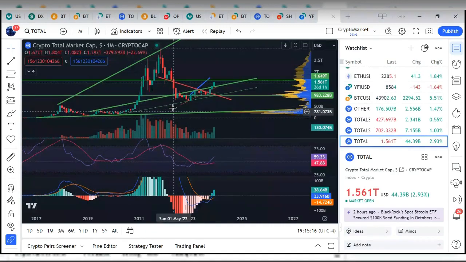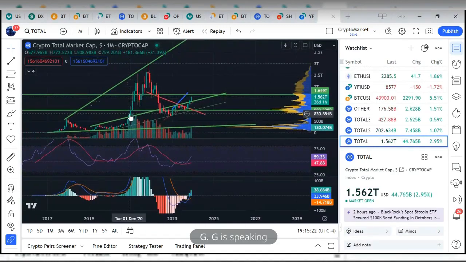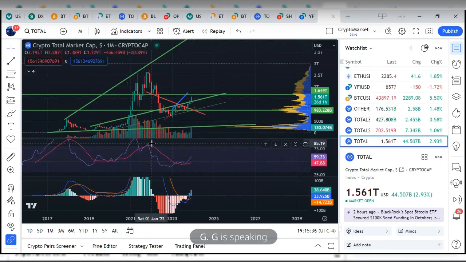Because of that, we can see for the next couple of months, because nothing with crypto is going to happen overnight. You're not going to see this 1.562 trillion turn into 3 trillion tomorrow or next week or next month, right? This is going to take a few months to happen.